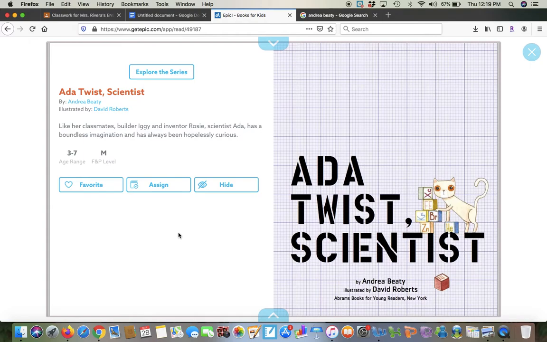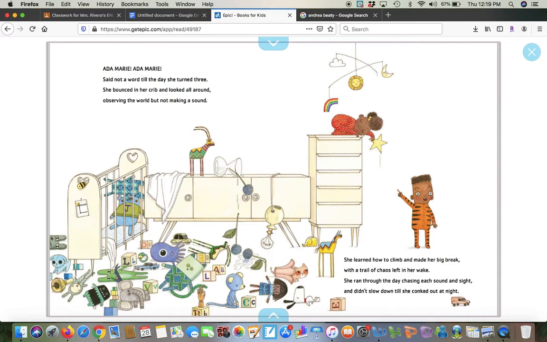All right. Ada Twist, Scientist. Ada Marie said not a word till the day she turned 3. She bounced in her crib and looked all around, observing the world, but not making a sound. She learned how to climb and made her big break with a trail of chaos left in her wake.